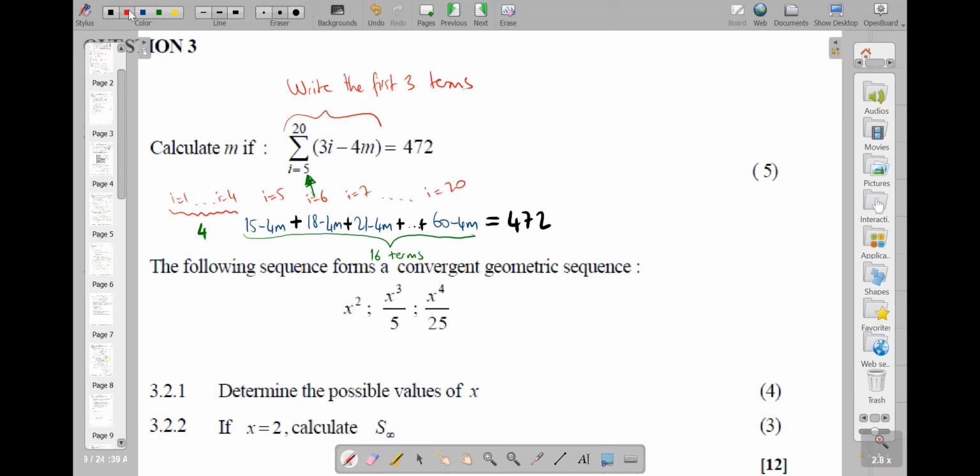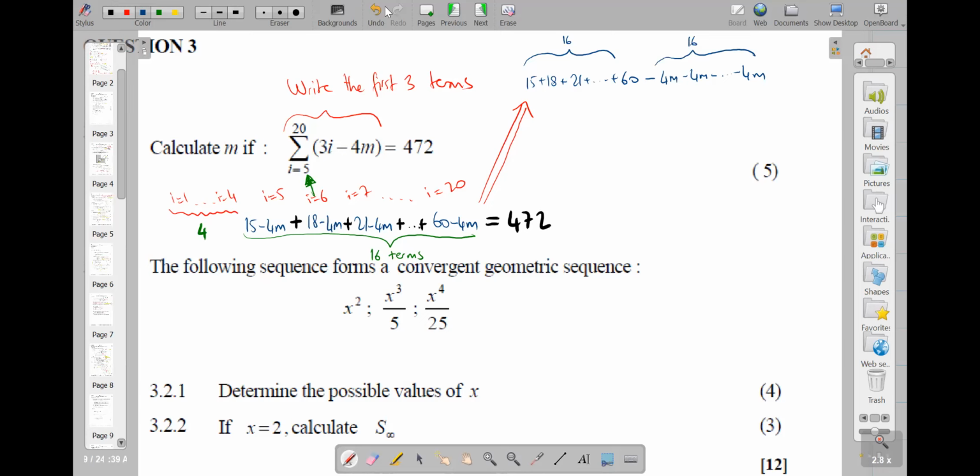So imagine I will just rewrite that condition. How can I rewrite that condition? I can write it like this. We have 15 plus 18 plus 21 till 60. How many terms do we have here? 16. And now what else? We subtract 4m. So we subtract 4m how many times? 16 times. So it's basically minus 4m, minus 4m, minus 4m. And how many negative 4m's here? Same, 16. So that's my left side.